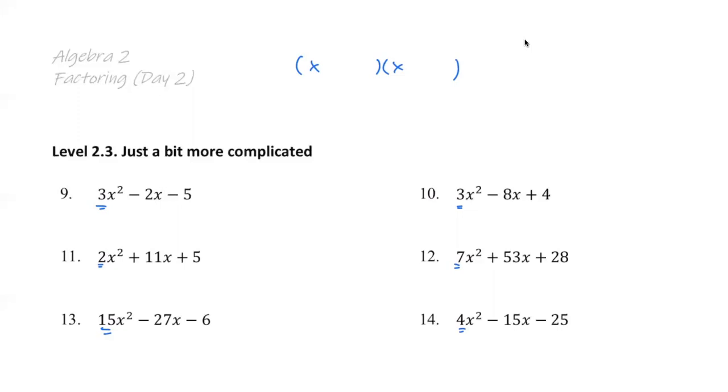Now it's a little bit more challenging. If it's a prime number, that's great. For example, if it's 3, that's wonderful because it has to be 3x times x. There's no other option. But if you've got some numbers like 4, like number 14 right here, that opens up the possibility because it can be 4x times x, which would give you 4x squared. Or you can also have 2x and 2x, and that could also give you 4x squared. So we have to judge which one is the possible choice.